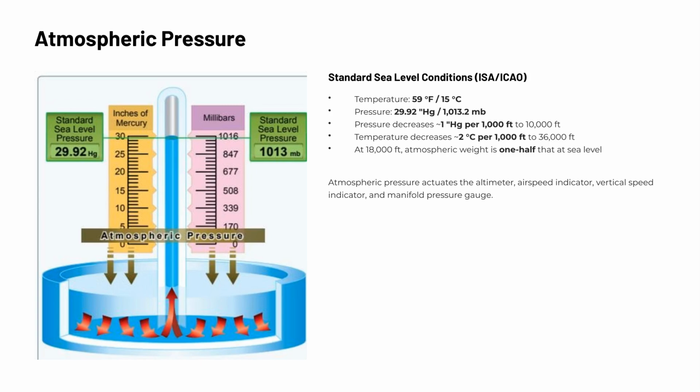This matters directly to your instruments. Atmospheric pressure is the driving force behind 4 key flight instruments: the altimeter, the airspeed indicator, the vertical speed indicator, and the manifold pressure gauge. Any deviation from standard pressure conditions will affect these instruments, which is why understanding and correctly applying pressure settings is essential for accurate flight operations.